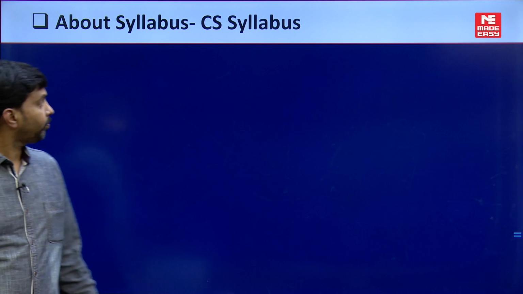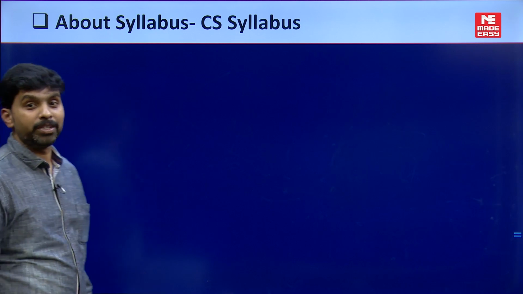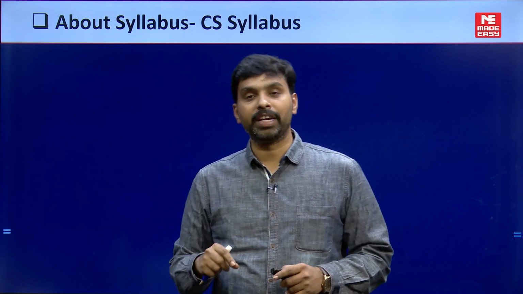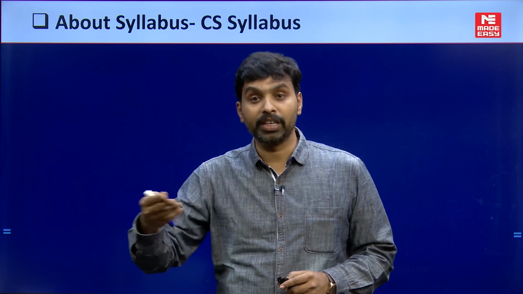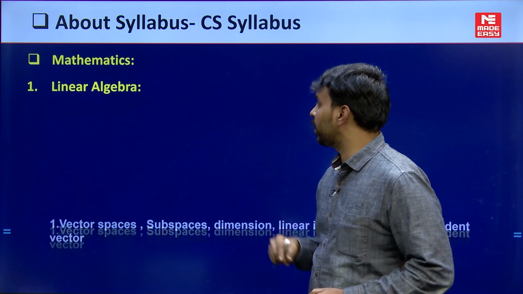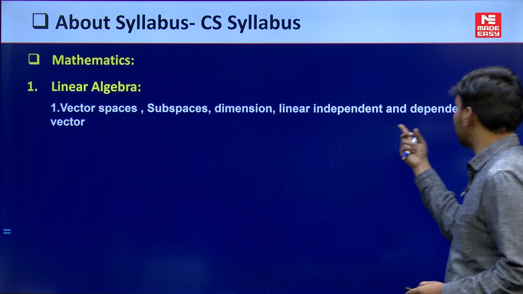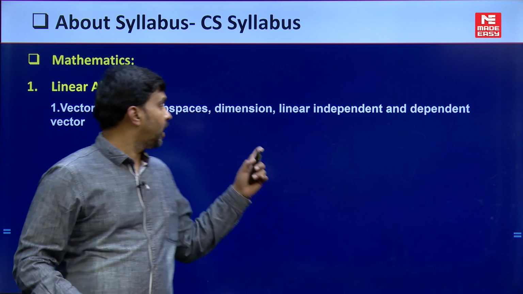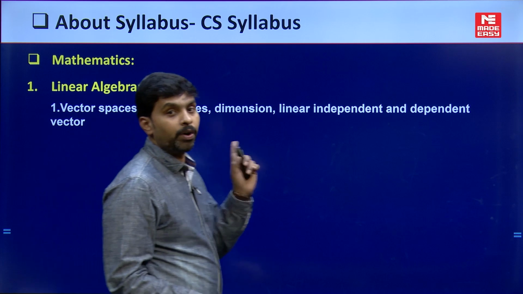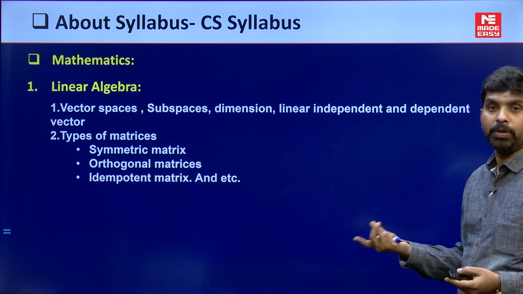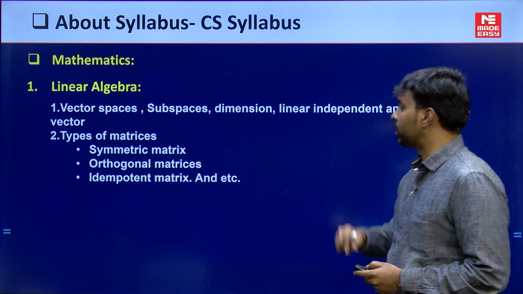Next, about the CS syllabus. Many students ask me, sir, what is the difference between the CS and DA syllabus and how much extra I need to prepare. These are very regular questions I face. Here is the mathematics syllabus. Linear algebra: vector spaces, subspaces, dimension, and linear independence and dependence. All these are very important for CS, because you get a compulsory question from this area, and we have been getting it for many years.